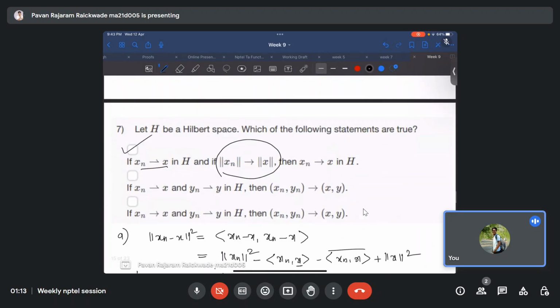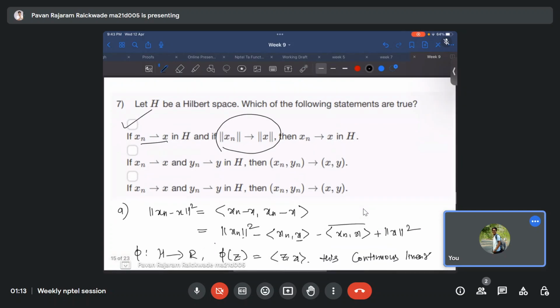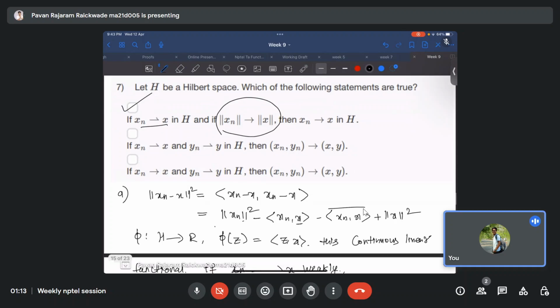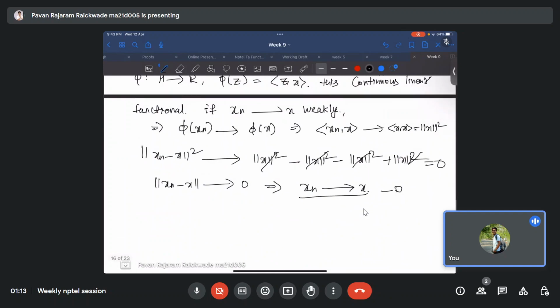Okay, first one is true. Now if you have xn converging to x weakly, yn converging to y weakly, then inner product of xn with yn converging to inner product of x with y. Okay, this seems far-fetched. So okay, let's see the counterexample.